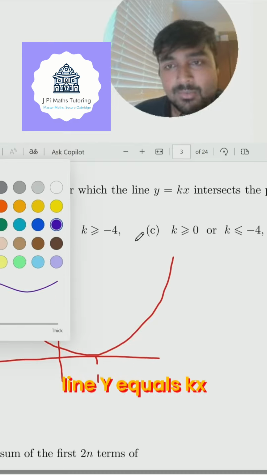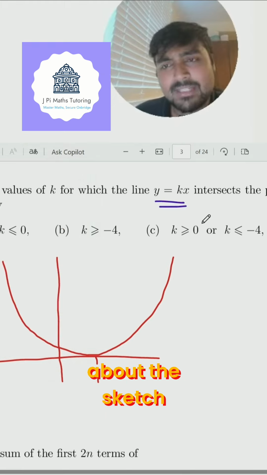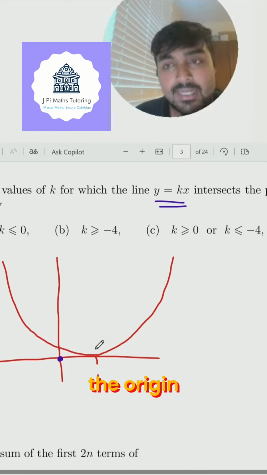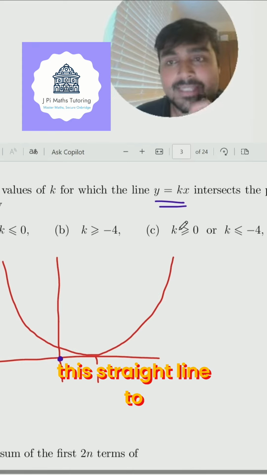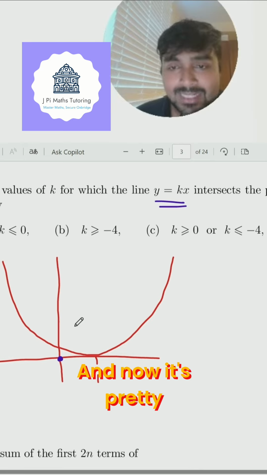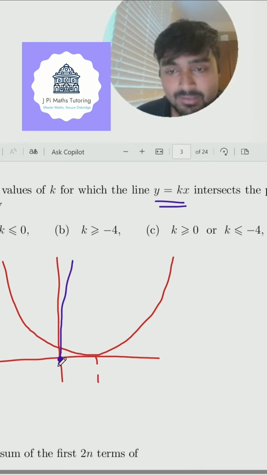I'm going to sketch this line y equals kx, or at least think about the sketch. That's obviously going to be a straight line, and it passes through the origin. And so we want this straight line to intersect the parabola. That's pretty much it. And now it's pretty clear to see if k is any positive number.